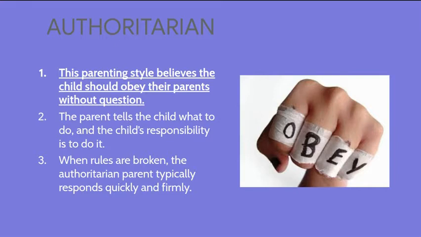When the rules are broken, the authoritarian parent typically responds very quickly and firmly. So if you're late coming home by 10 minutes, you're grounded for 10 weeks. It's very harsh. You forgot to put gas in the car after you borrowed it, you don't get to borrow the car for a month. So it's very, very quick.